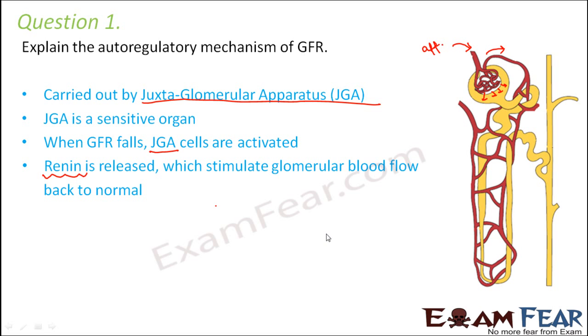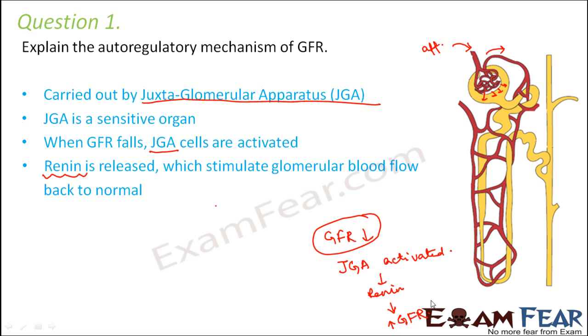So whenever GFR decreases, the JGA gets activated. When JGA gets activated, it releases a substance called renin, and renin increases the glomerular filtration rate. That means it can actually control the glomerular filtration rate. If it goes low, it can make it high. So this is the auto-regulatory mechanism of GFR.